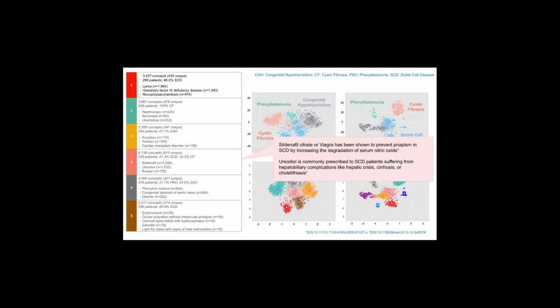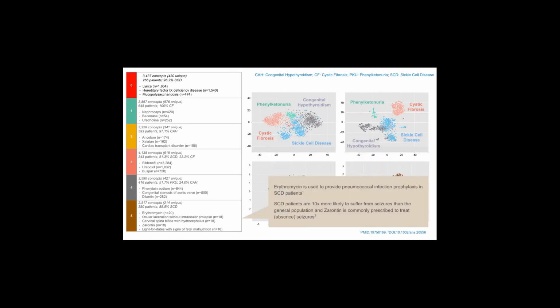For the second subphenotype, we found sildenafil citrate, or Viagra, which has been shown to prevent priapism in sickle cell disease by increasing the degradation of serum nitric oxide. And ursodiol, which is also commonly prescribed to sickle cell disease patients suffering from hepatobiliary complications like hepatic crisis, cirrhosis, and cholecystitis.